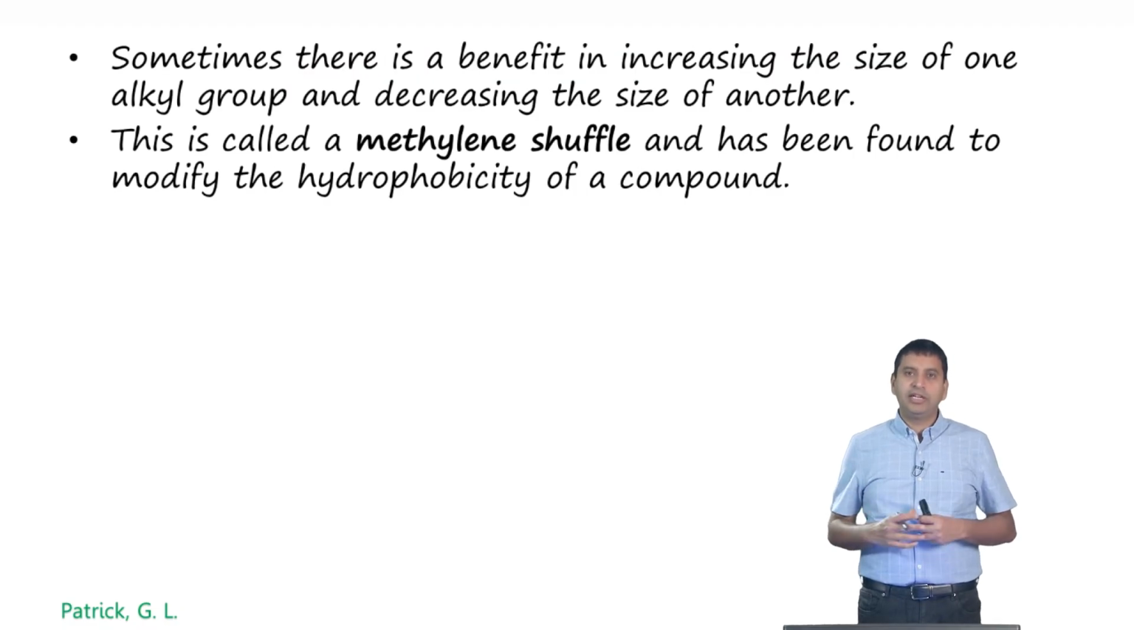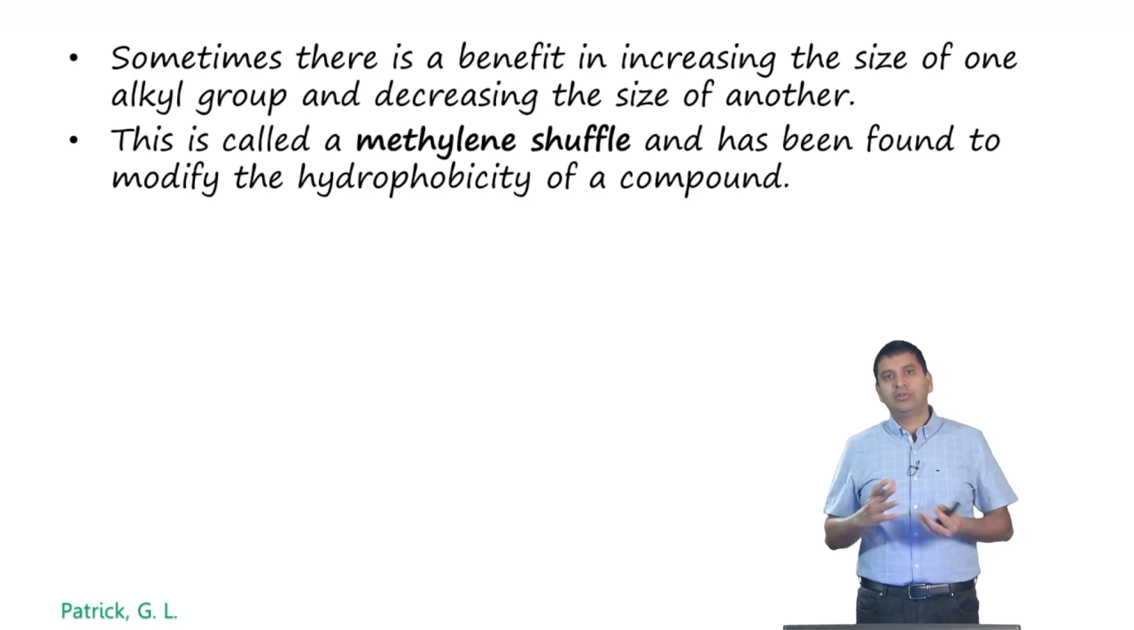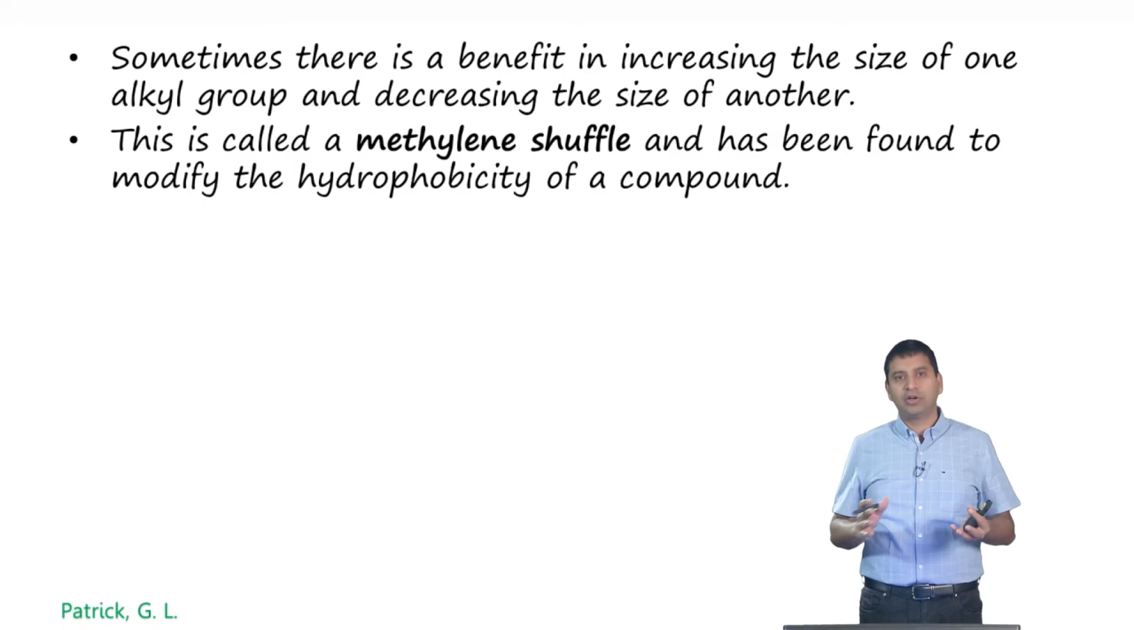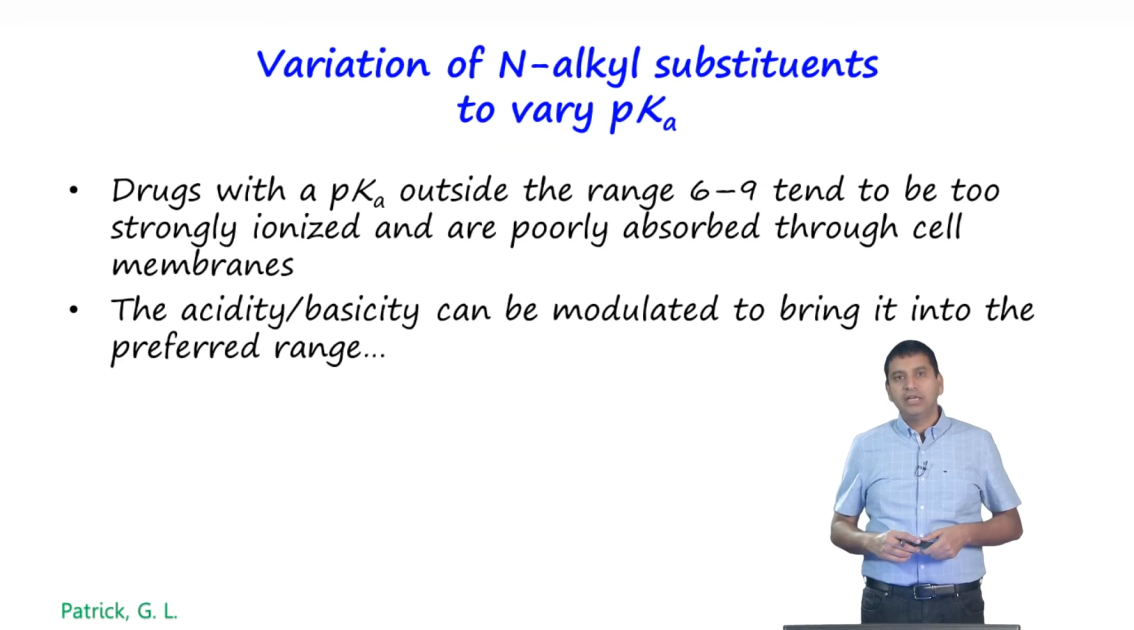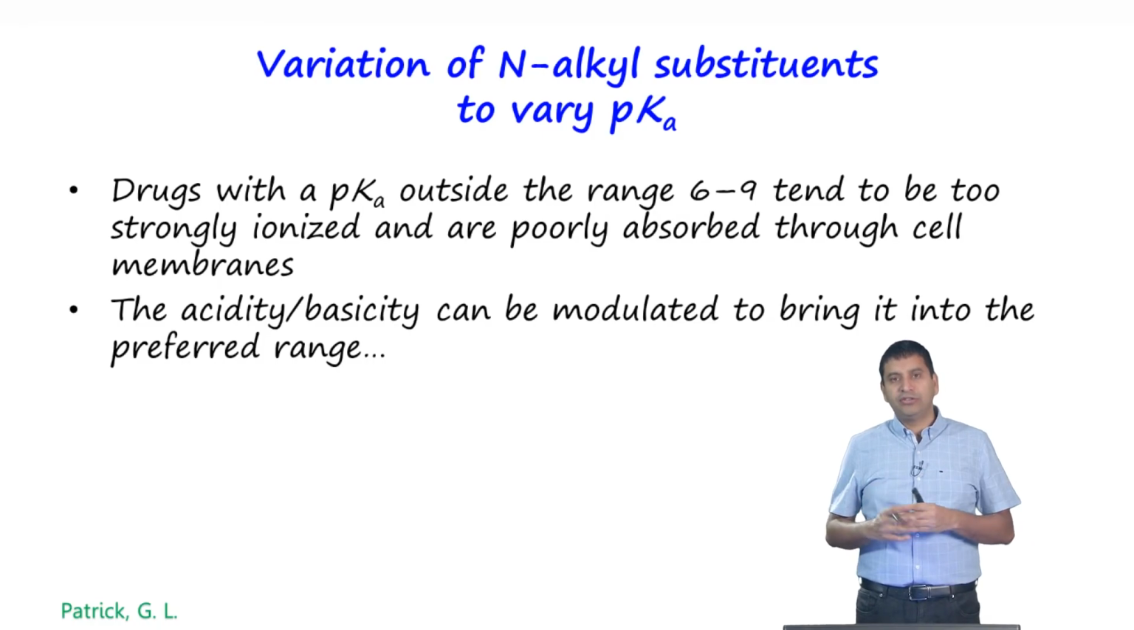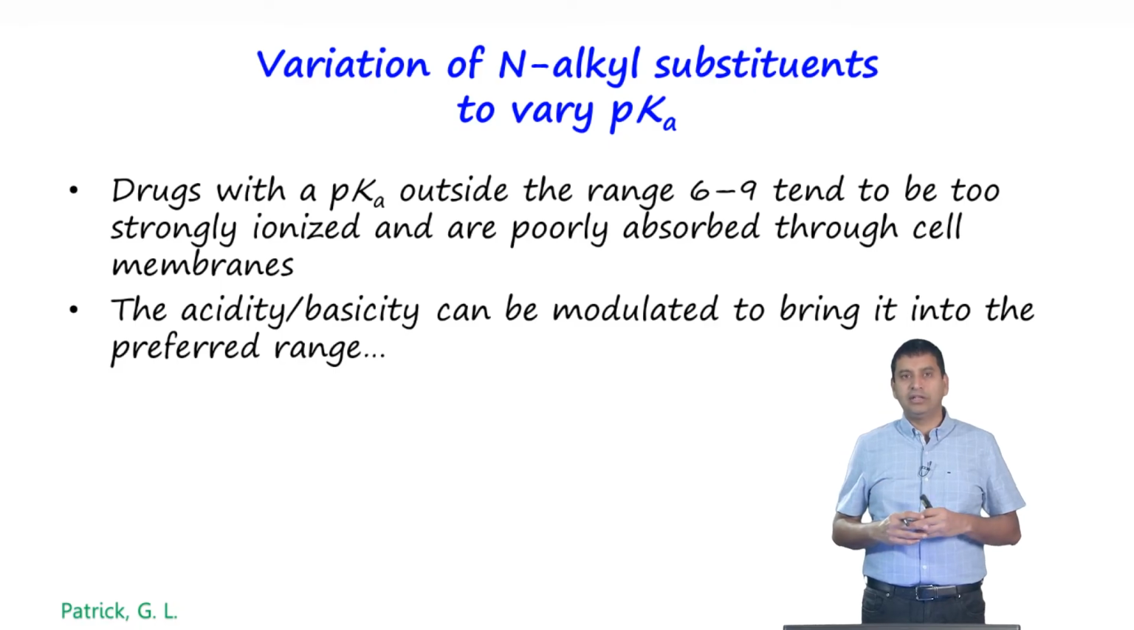Sometimes there is a benefit in increasing the size of one of the alkyl groups and decreasing the size of the other. So, this is known as a methylene shuffle, and it has been found to modify the hydrophobicity of a molecule. The addition of halogen substituents also increases hydrophobicity. In many cases chloro or fluoro substituents are commonly used, and far less common is to use a bromo substituent. Next, we can change the N-alkyl substituents to vary pKa. So, drugs with a pKa outside the range of 6 to 9 are considered strongly ionized, and therefore, they are poorly soluble or poorly absorbed through the cell membrane.